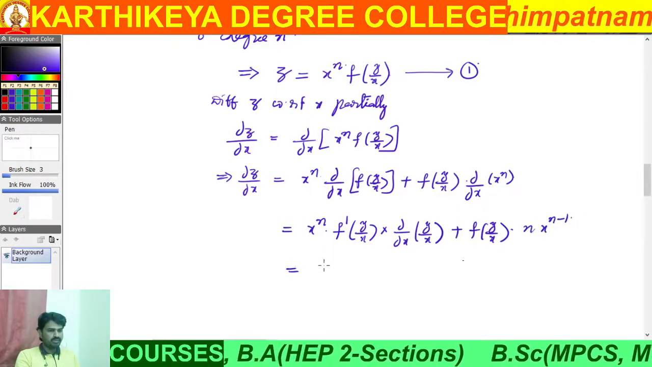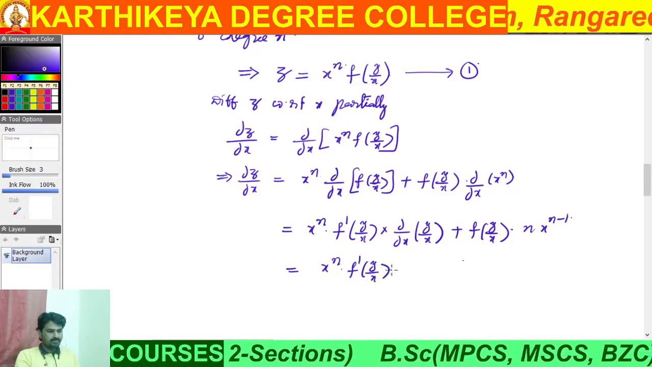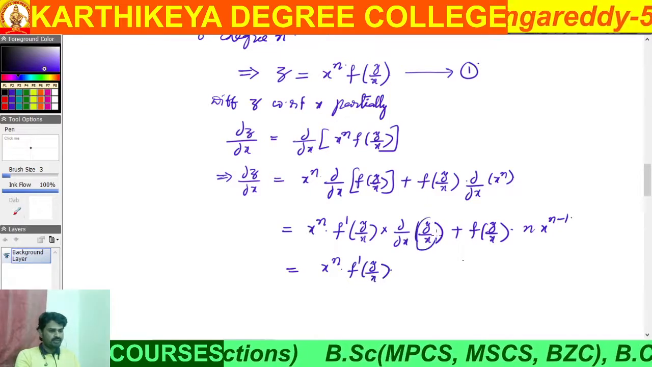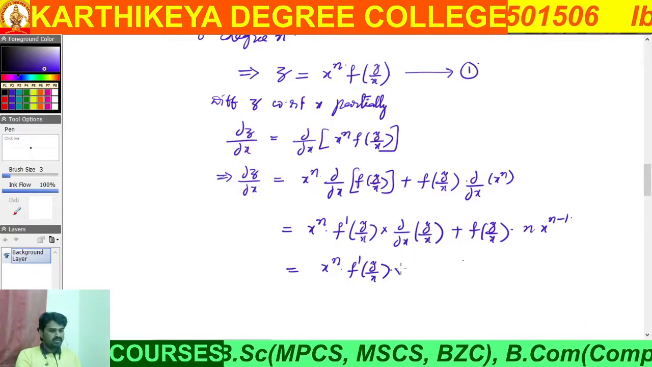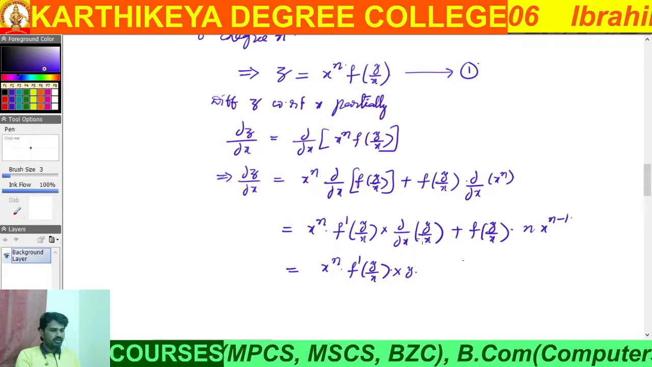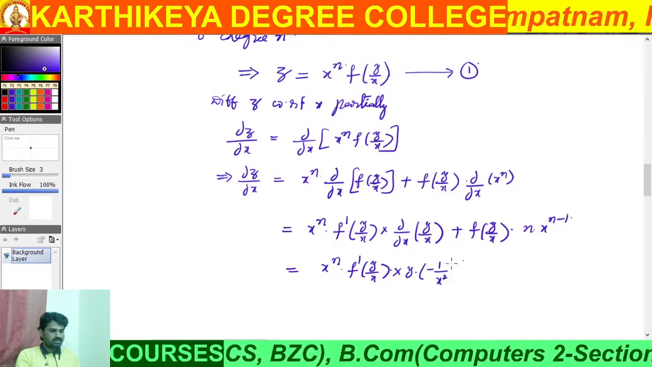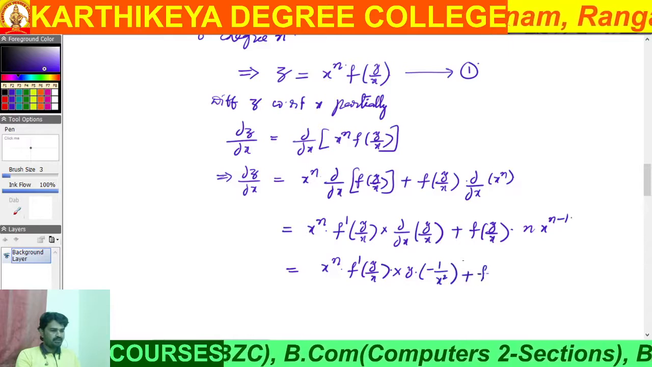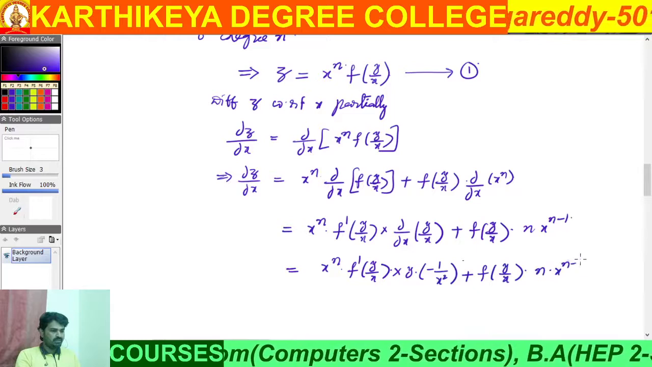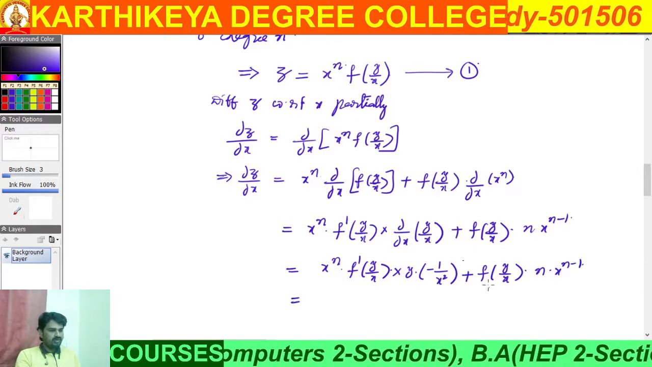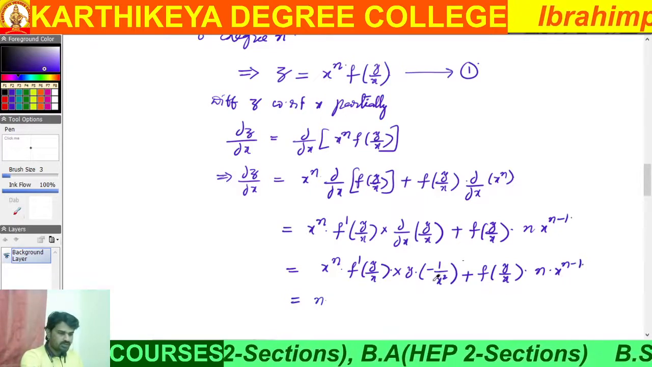Now finally, x to the power of n into f dash of y by x into the derivative of y by x. Here y will be the constant, so the remaining is the derivative of 1 by x. What is the derivative of 1 by x? Minus 1 by x square. Next, plus f of y by x into n into x to the power of n minus 1. First you have to write the positive term, that is n into the second term.